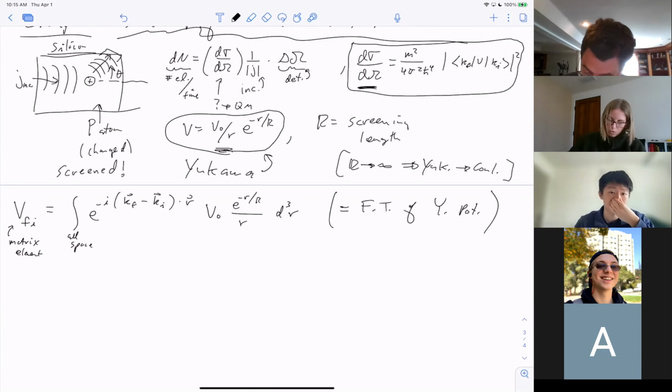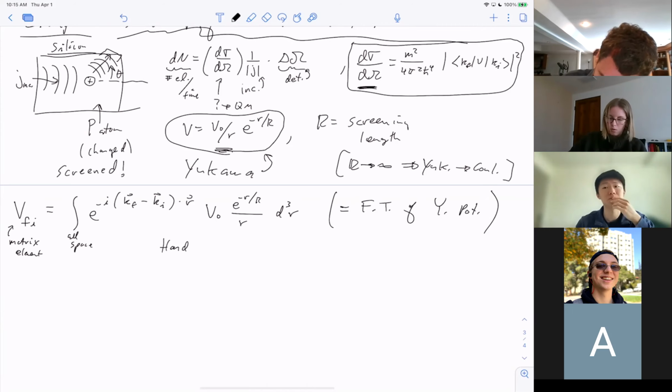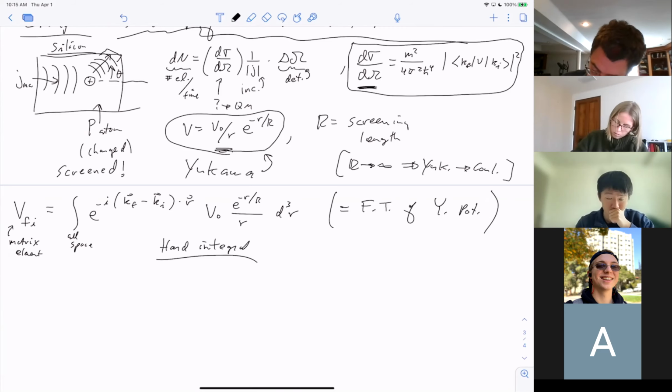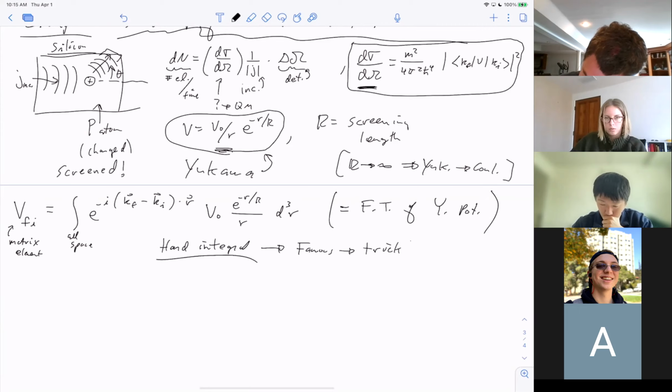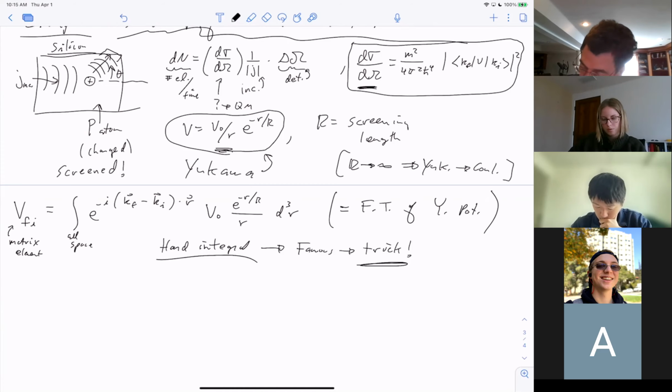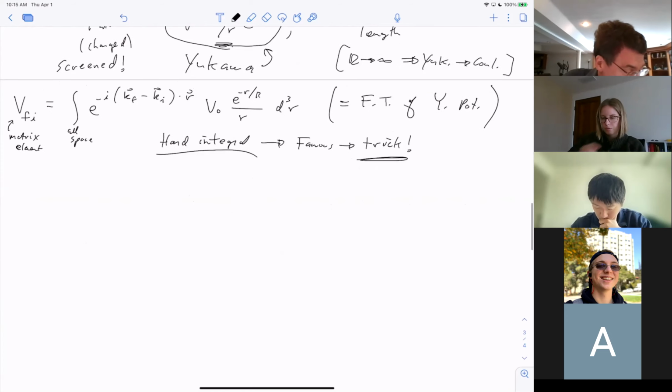Okay, so I've got to do this integral. It turns out that this is a slightly hard integral, but it's not so hard that you can't do it. It's a famous integral, and famous integrals are ones where some smart person has figured out a trick. It pops up in physics every now and then, and so people have figured out how to solve it. So I'm going to show you the trick.